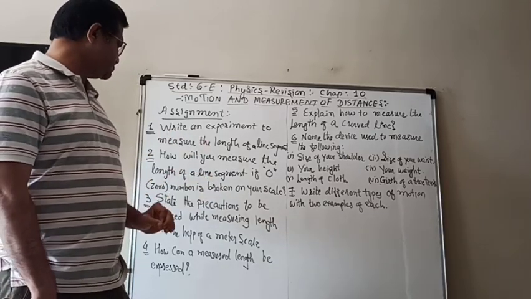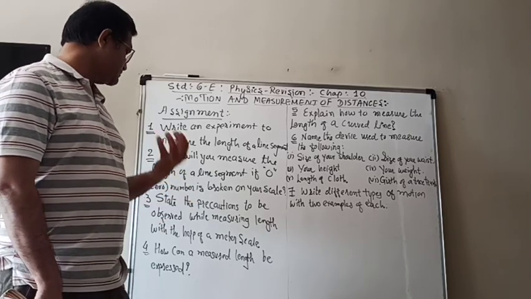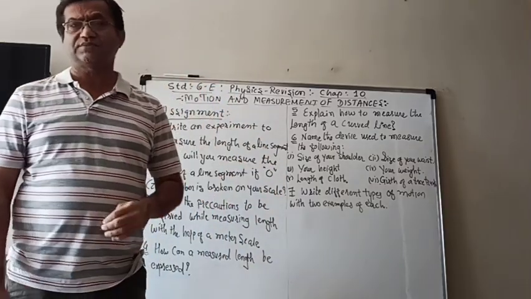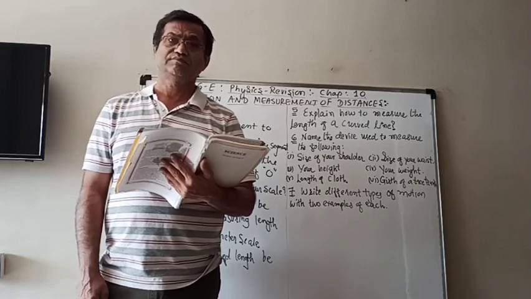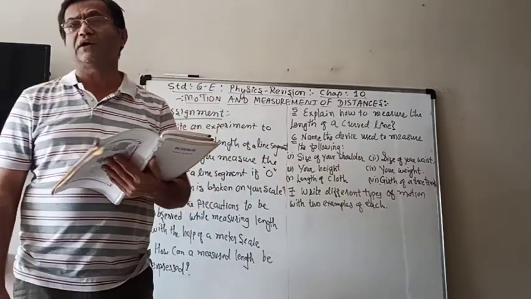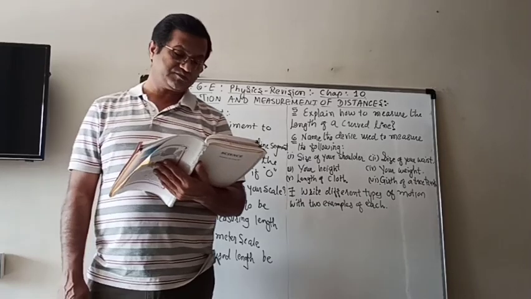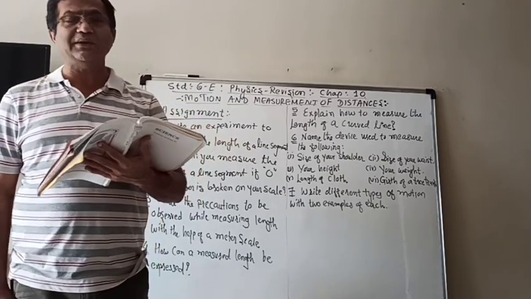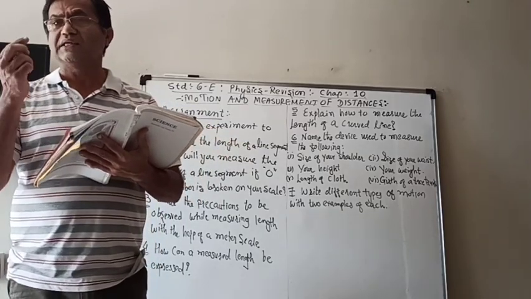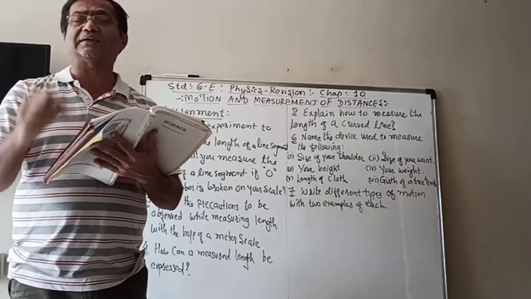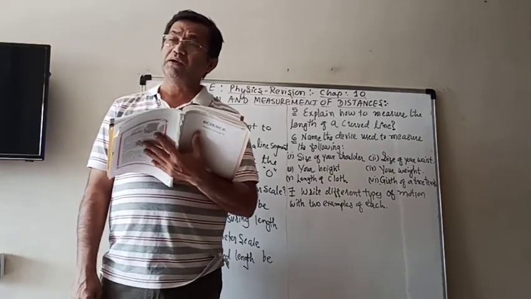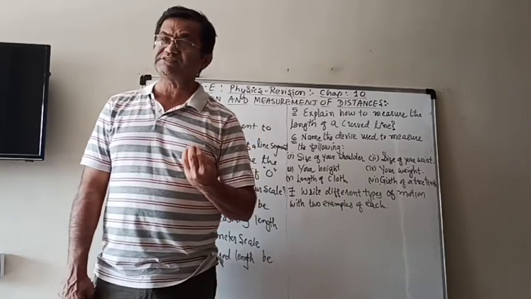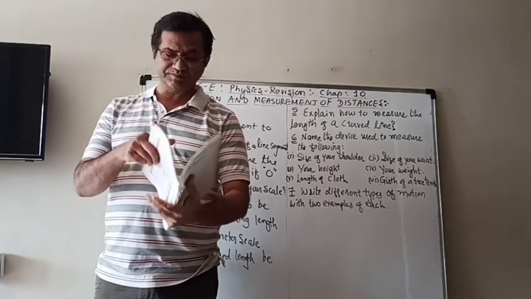Now state the precautions to observe while measuring length with the help of a meter scale. There are some precautions to be observed when we measure the length of an object using the meter scale. Otherwise, sometimes the measurement will not be perfectly correct, but there will be some minor error. But in some situations you need the exact measurement. So these precautions are very, very necessary.